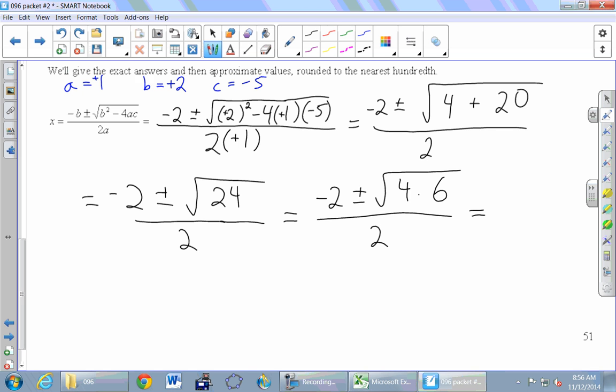And then we know that square roots work really nicely with multiplications. So in my mind, I'm splitting this up into 2 square roots. Square root of 4 times square root of 6. And that square root of 4 comes outside as 2. So we go -2 plus or minus. Square root of 4 comes out as 2. Square root of 6 is still there. I'll put a little dot to make sure we're clear that it's multiplication.